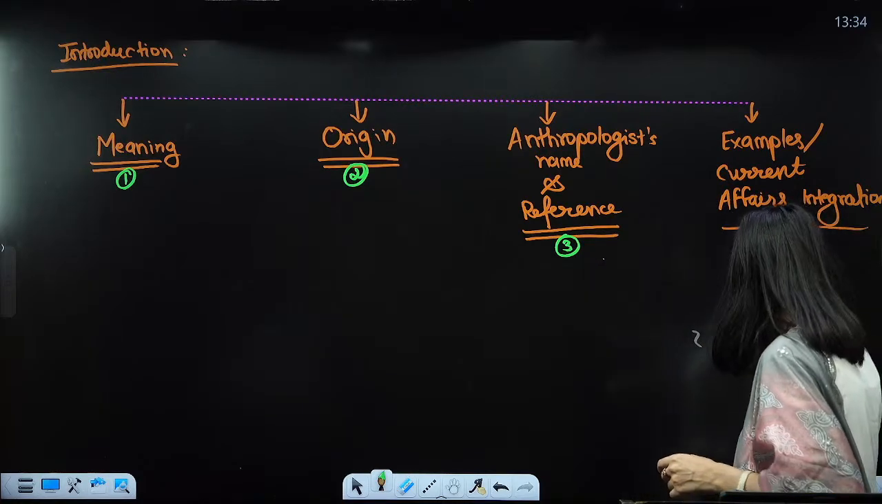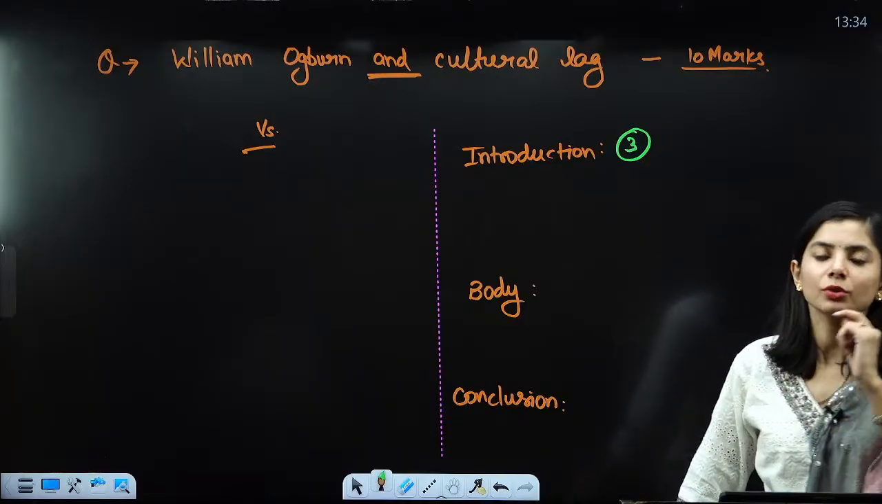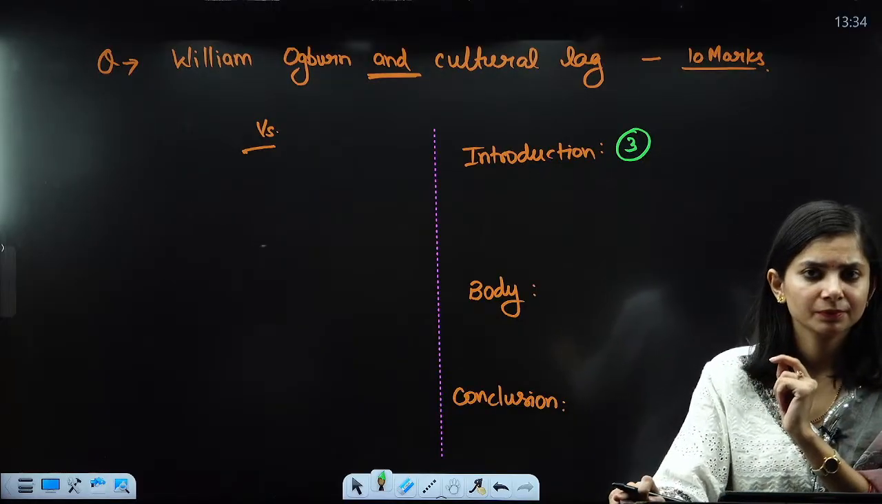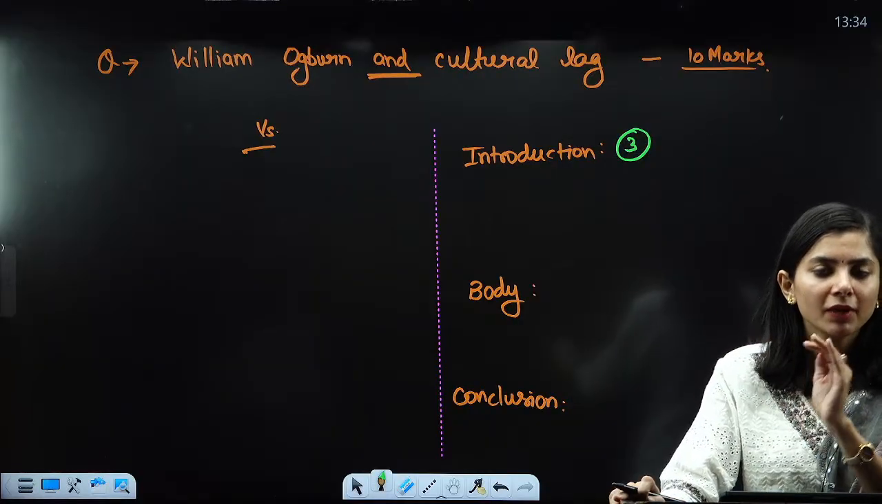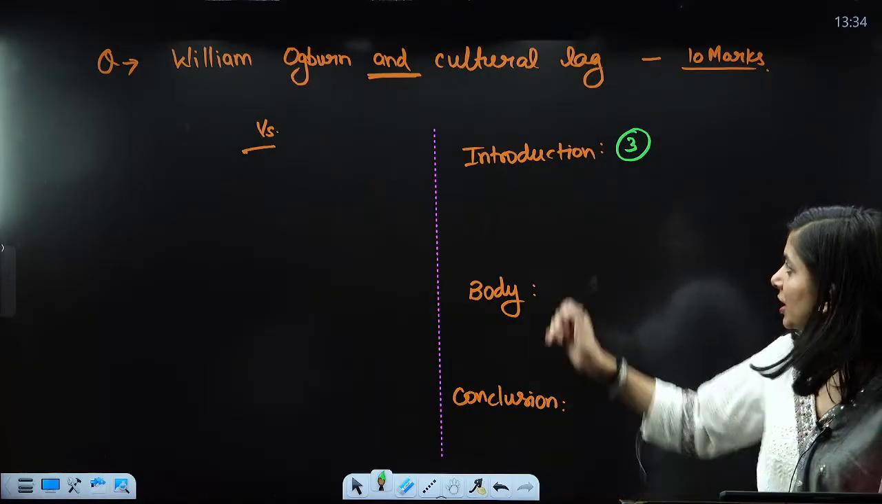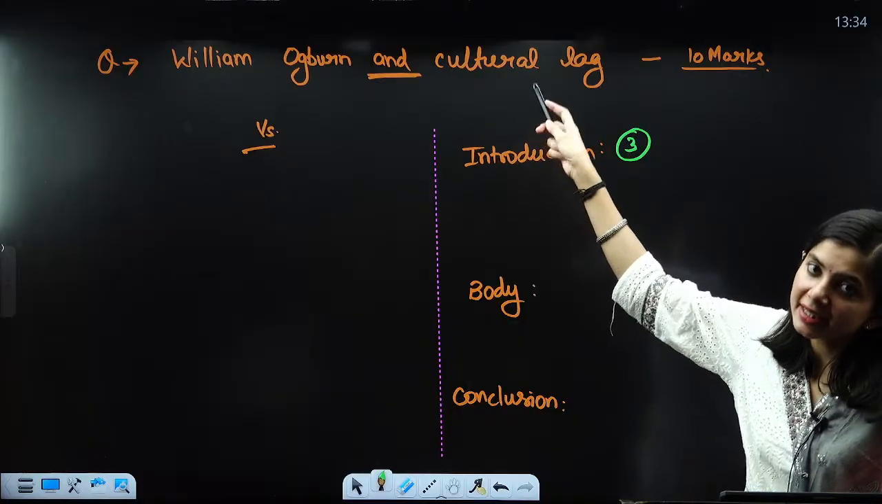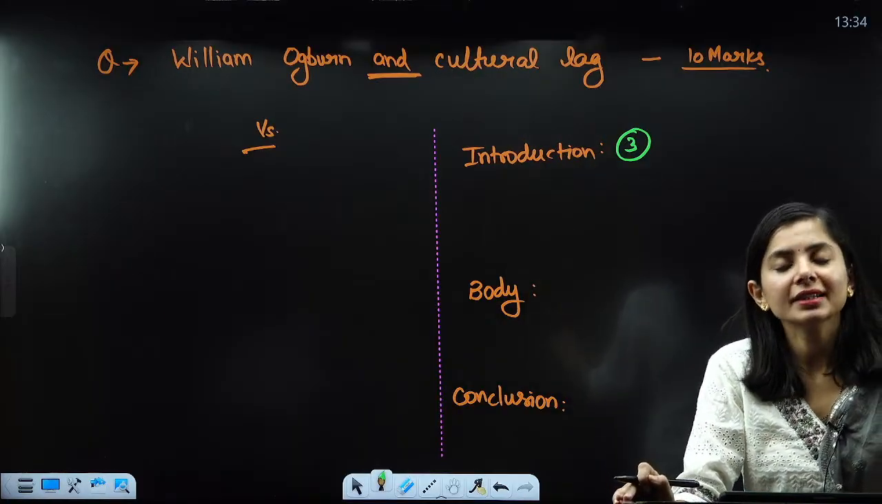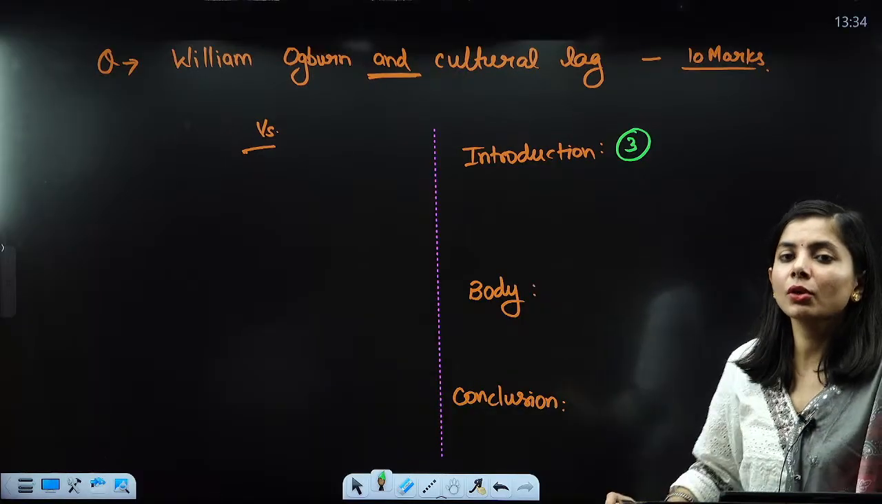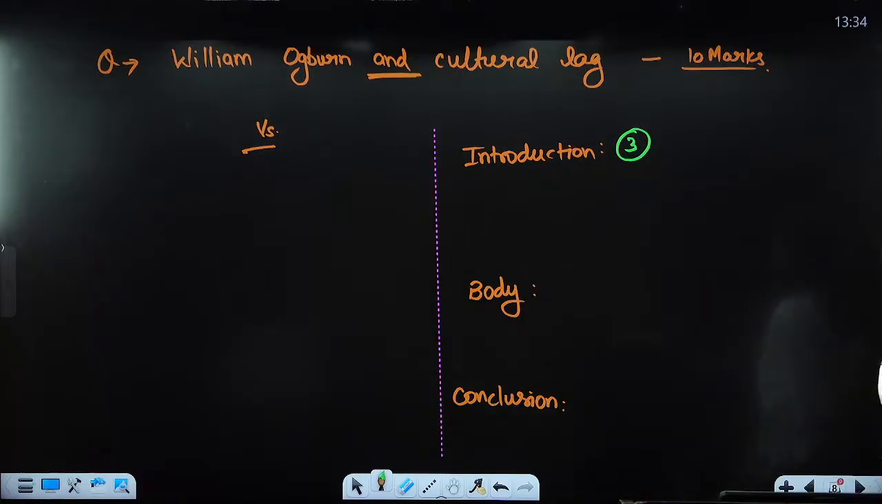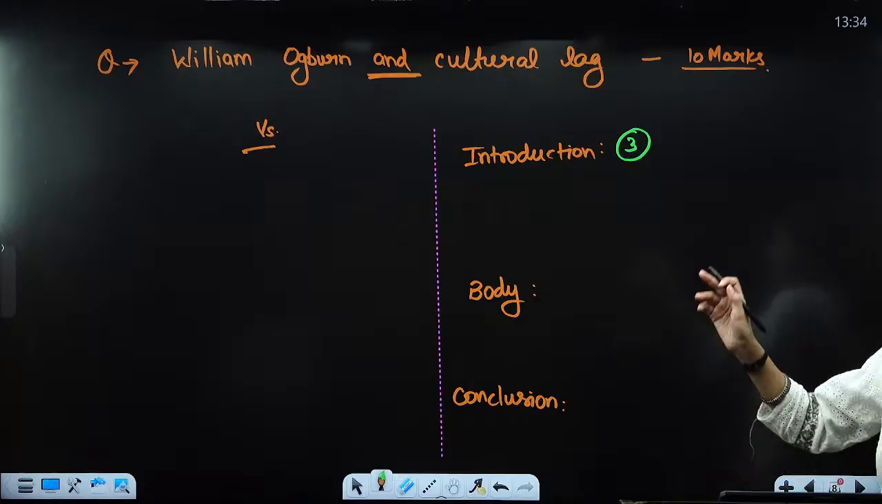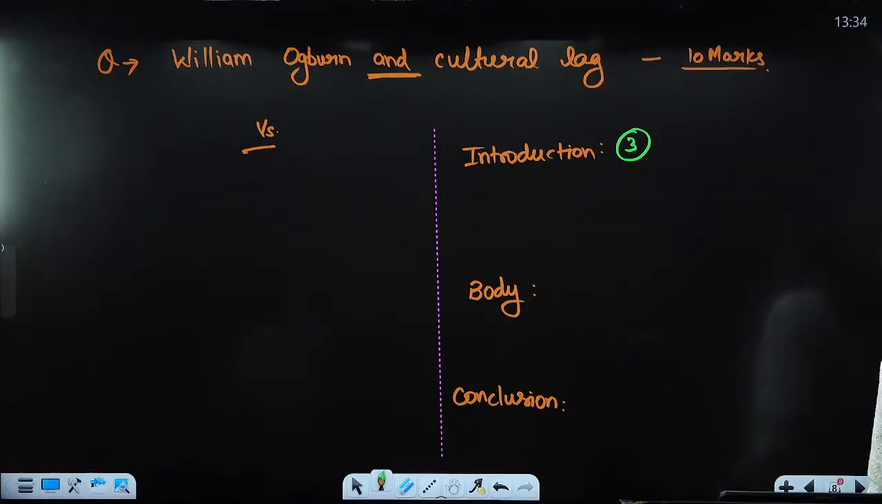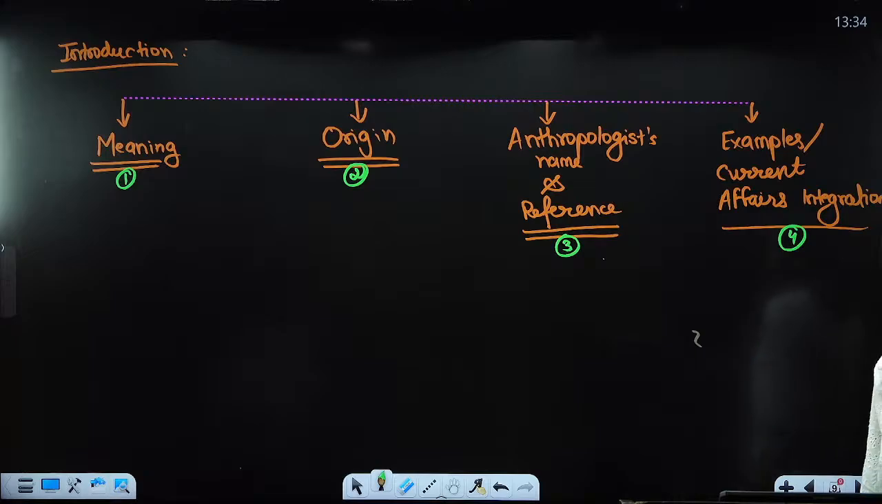Now what you will be doing is mentioning William Ogburn. Why would this third type of introduction be better for this question? Because the question also included his name. Now let us assume this question was not about William Ogburn, but was about culture embodiment and cultural lag. Then tell me, if the question is culture embodiment and cultural lag, what would you use? Tell me.